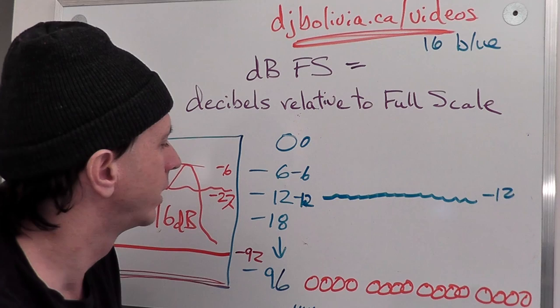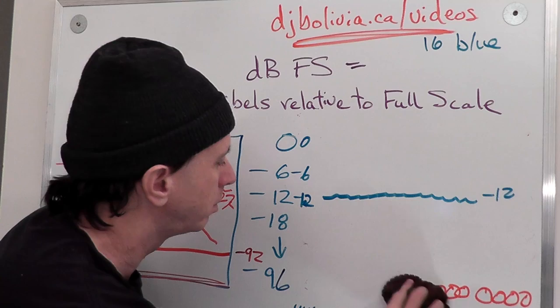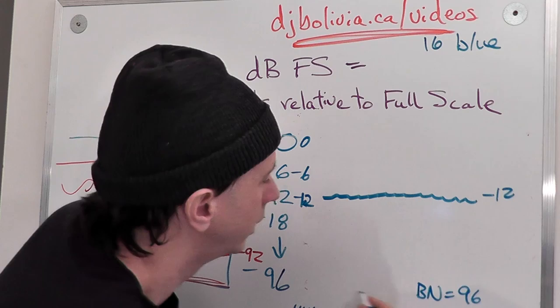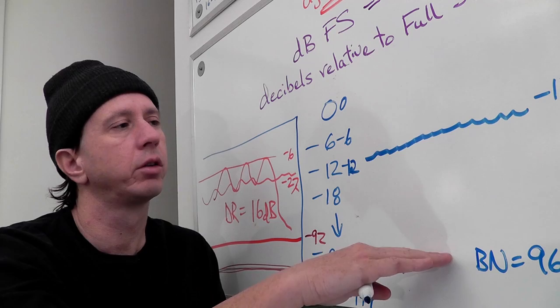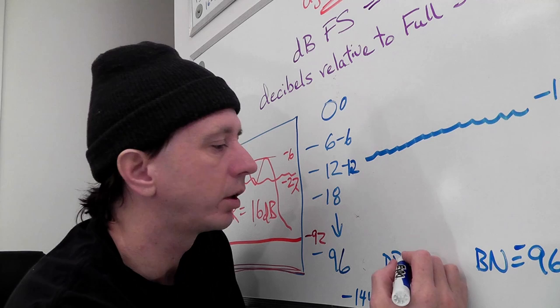And your noise floor, let's say there's no system noise, there's no cars, you're in a really, really quiet studio somewhere. So the background noise actually happens to be the noise floor of 96. So background noise equals negative 96. Then that means your dynamic range goes from 96 to 12. Your signal to noise ratio, your signal's at negative 12, your background is at negative 96. That gives you a difference of 84 decibels.